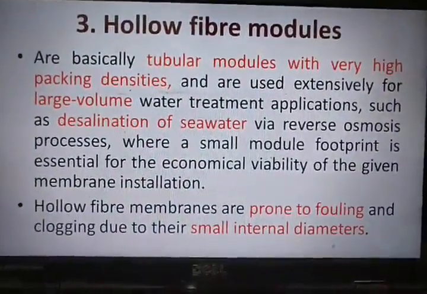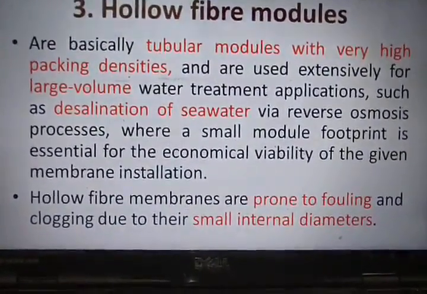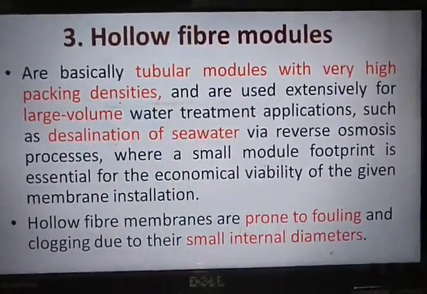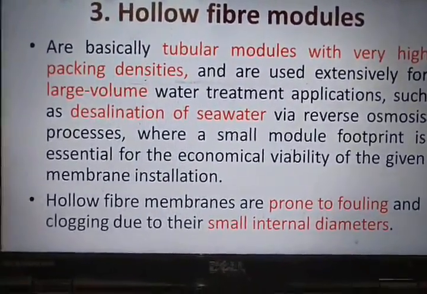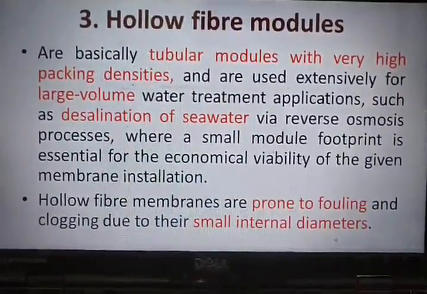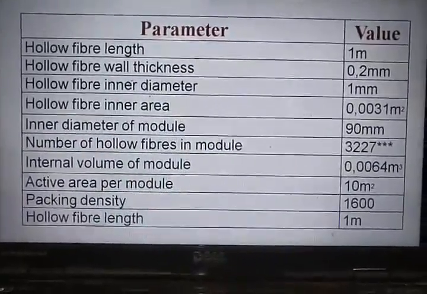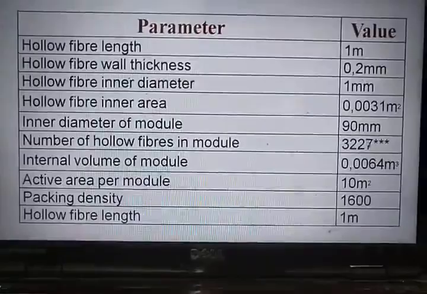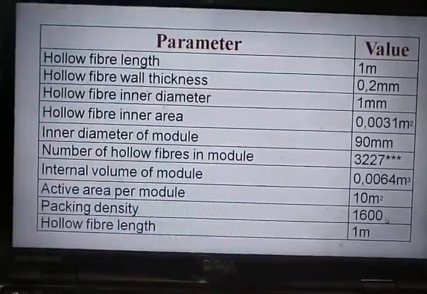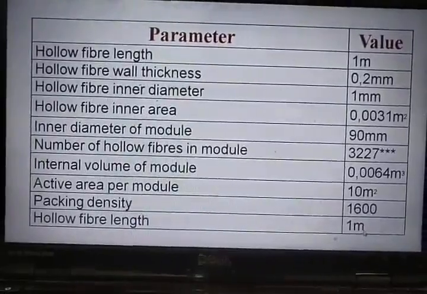Then come hollow fiber modules. These are basically tubular modules with very high packing densities and are used extensively for large volume water treatment, especially in the desalination of water. Because of the smaller internal diameters, these are also susceptible to fouling. These are some of the parameters of this membrane module. Particularly, you should concentrate more on the packing density, which is of the order of 1600, and it usually comes in a length of 1 meter.